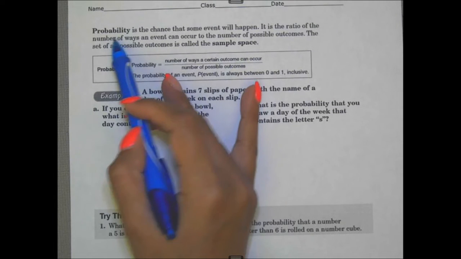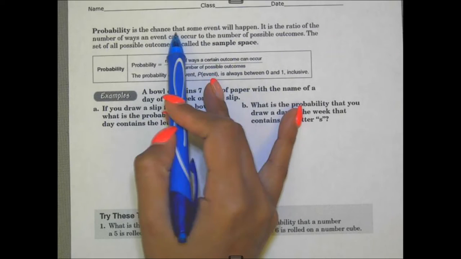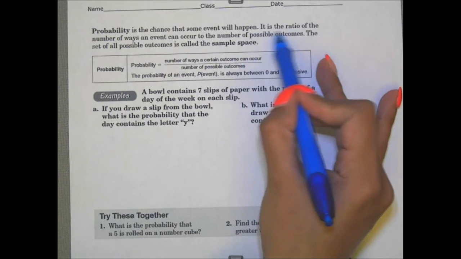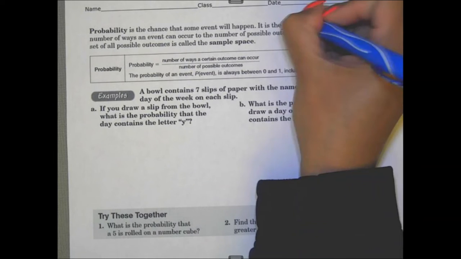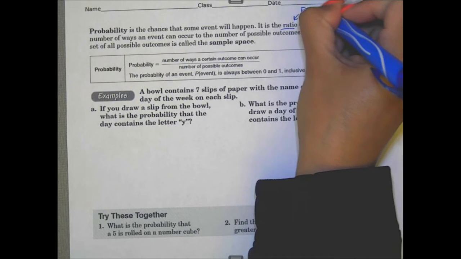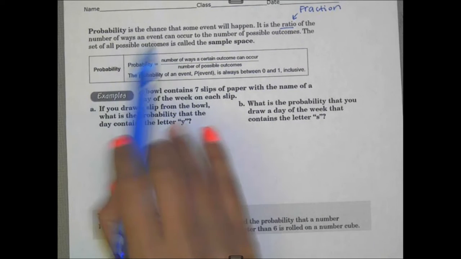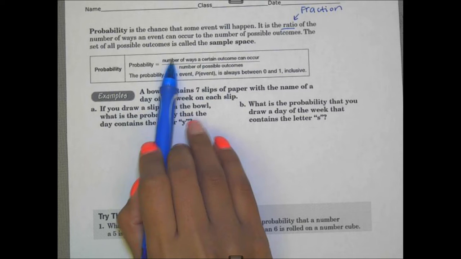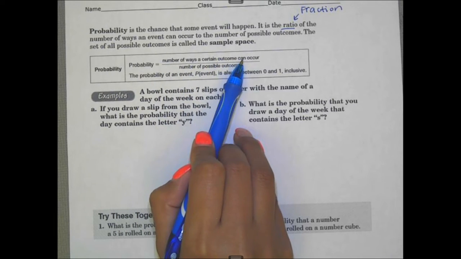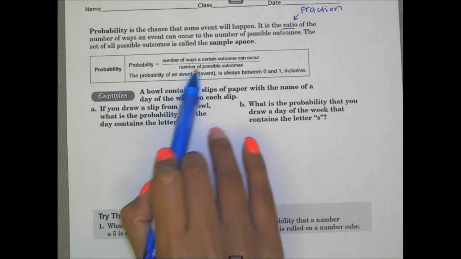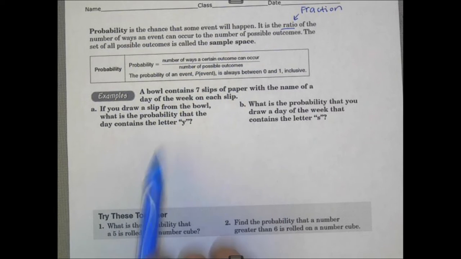All right, so to go ahead and start, probability is the chance that some event will happen. It is the ratio. Remember that a ratio is a fraction of the number of ways an event can occur to the number of possible outcomes. The set of all possible outcomes is called the sample space. So if we look at this box for probability, to get our fraction, we do the number of ways the outcome can occur as our numerator, and then the number of possible outcomes as our denominator.